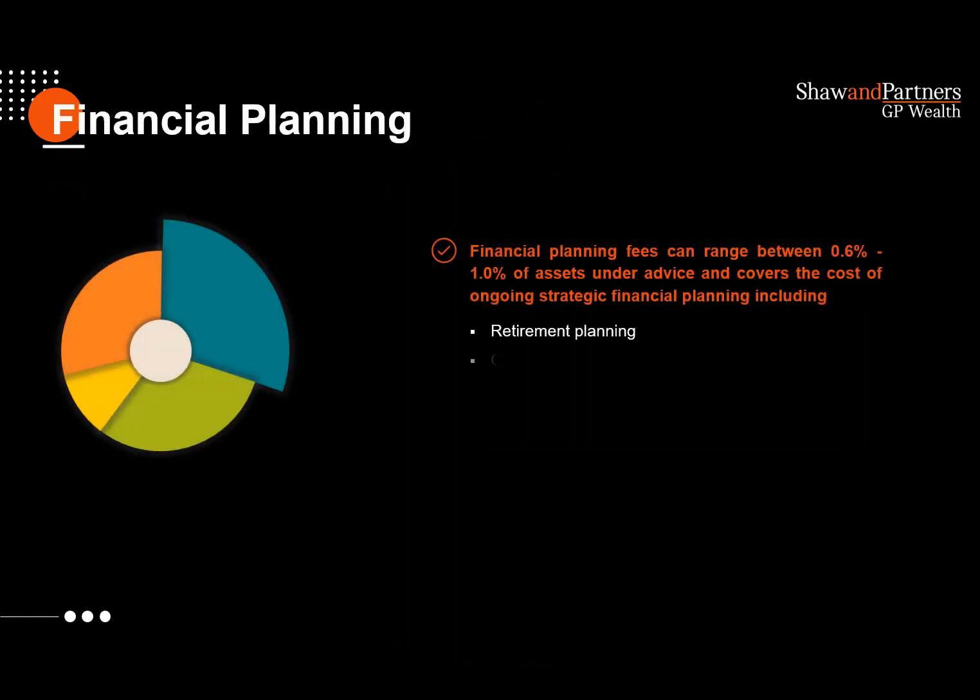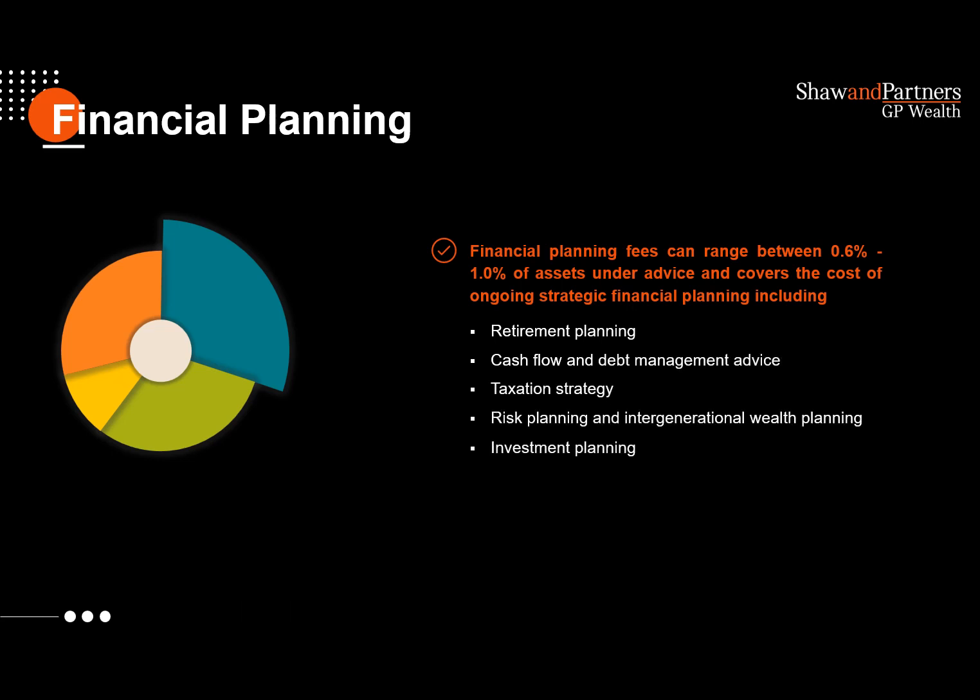When you look at financial planning, that typically covers the cost of advice around strategy, structure, cash flow management, debt management, whatever your particular goals are, whether it be around retirement planning. The financial planning costs can typically range between 0.6% to 1% of the wealth that is being managed on an ongoing basis.